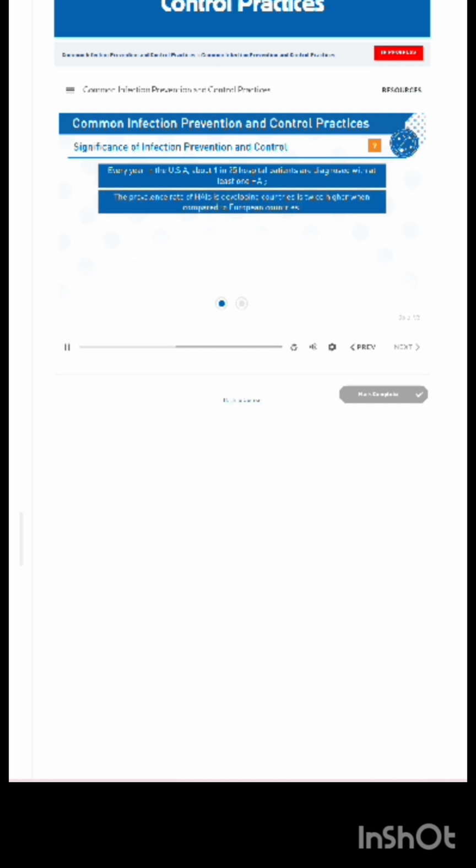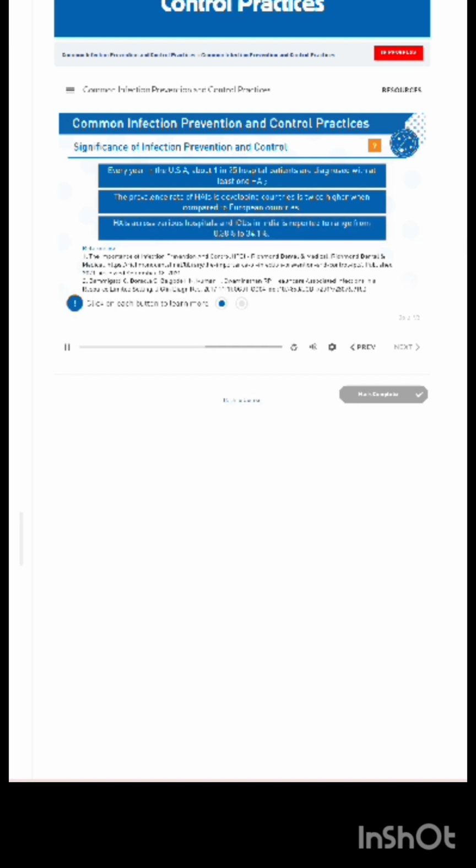A few studies have revealed the prevalence of HAIs in developing countries is twice as high when compared to European countries. Also, the incidence of HAIs acquired in ICUs of developing countries is triple when compared to the USA. Very few studies on the incidence of HAIs in India are available. As per these studies, the incidence rate of HAIs across various hospitals and ICUs in India is reported to range widely from 0.38% to 34.1%.